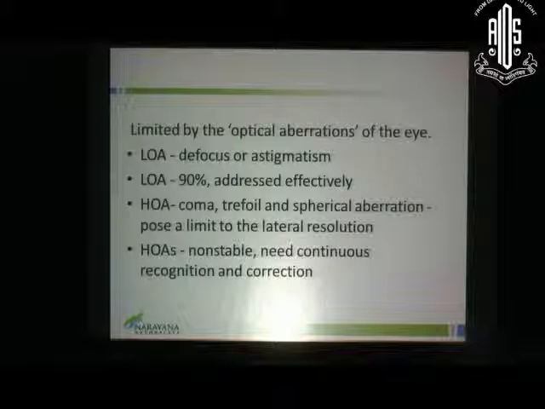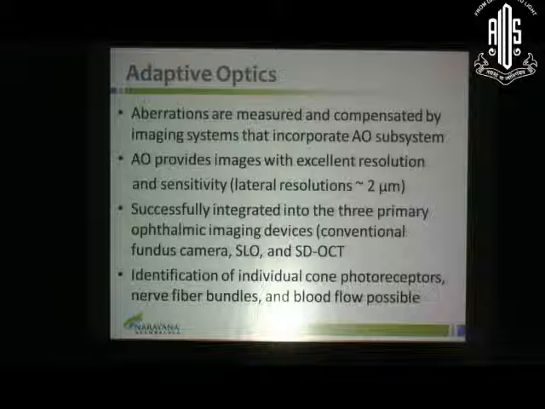These optical aberrations can be divided into low order aberrations and high order aberrations. Low order aberrations are defocus and astigmatism, and these constitute 90% of the aberrations, and these have been addressed effectively in imaging instruments like the fundus camera. However, the higher order aberrations like coma, trefoil and spherical aberrations pose a limit to the lateral resolution. High order aberrations are non-stable and need continuous recognition and correction.